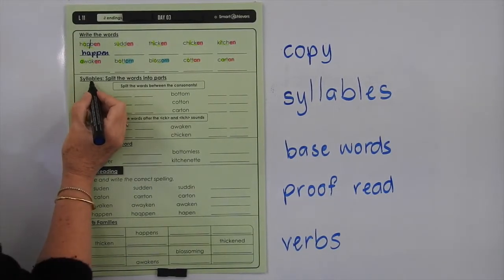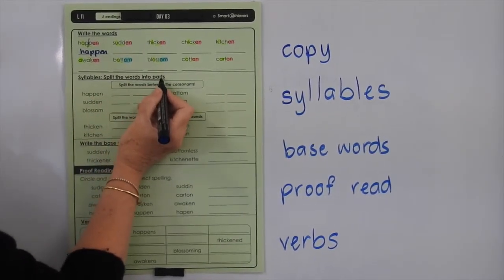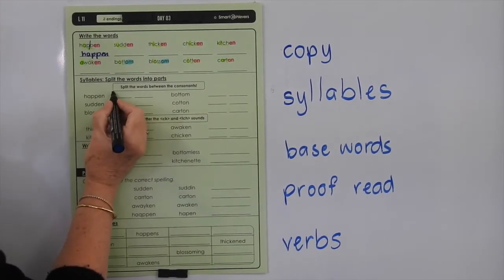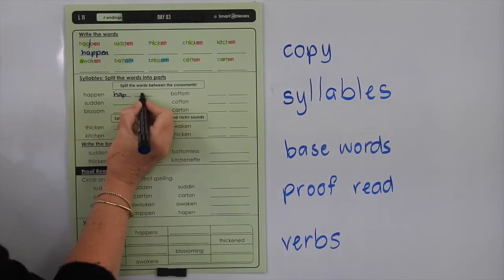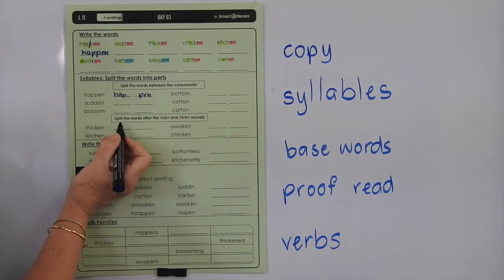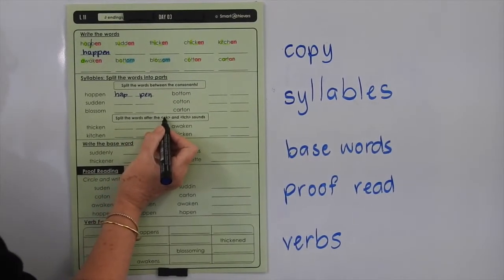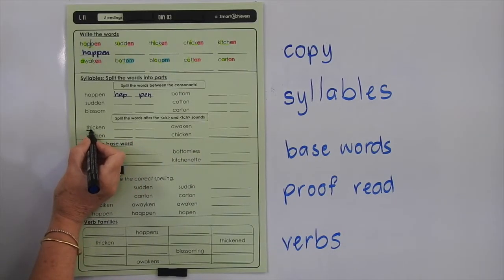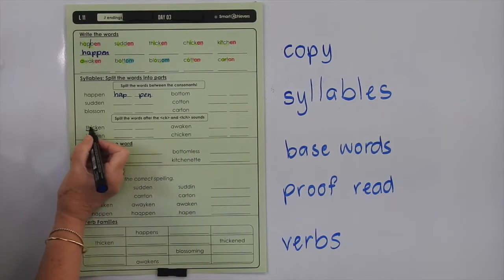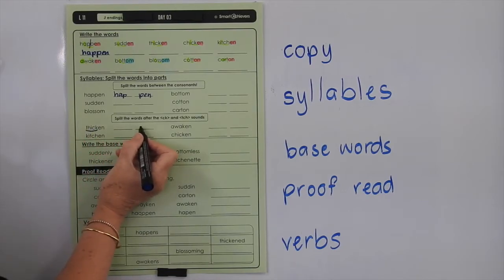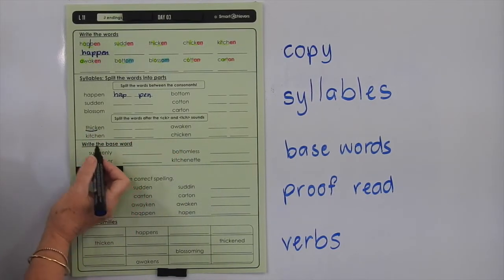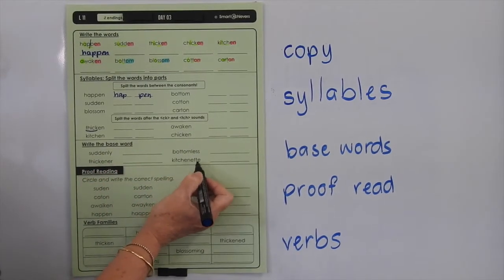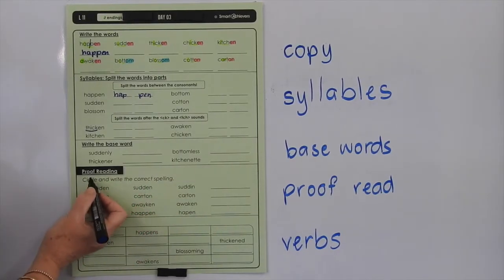So down here we've got 2 syllables. We're going to split the words into parts, and you're going to split the words between the consonants. So you're going to write the first half here and the second half here. Split the words after the CK and the TCH, so you go thick. So these words which have a base word in them, we're going to actually leave the base word together and add the suffix on the end. Write the base word in suddenly, thickener, bottomless, kitchenette, so you can write those.